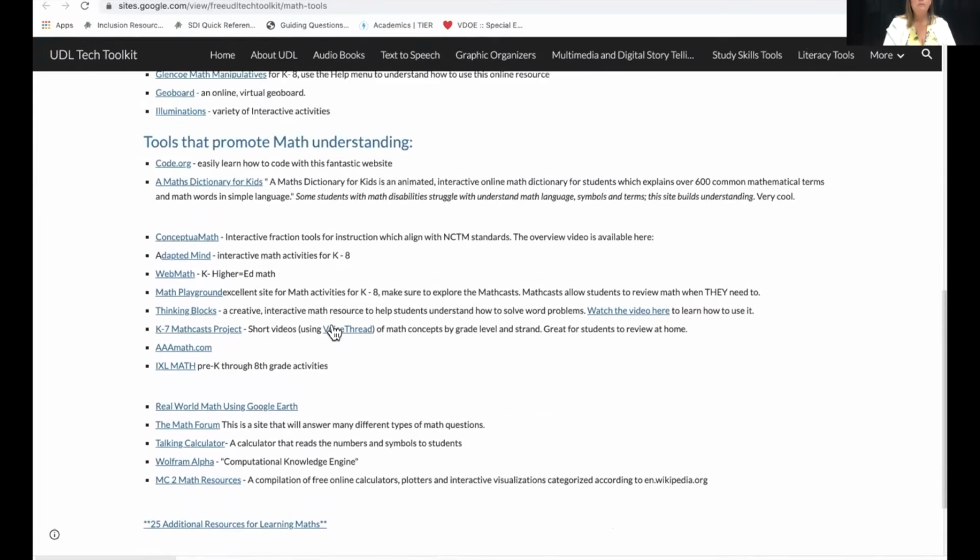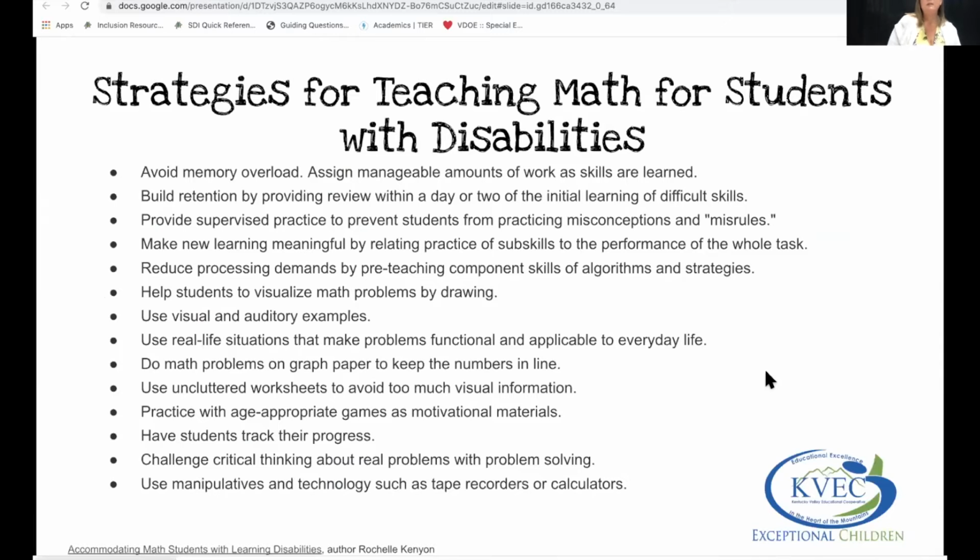Really great ones. Strategies for teaching students with disabilities. One, avoid the memory overload, right? Now, when I'm talking about memory overload, we have very short working memory. We can only hold so many pieces of data. Our kids are the same way, but it's even smaller. There's a reason why our telephone numbers are 7 digits, because that's about as much as we can hold. As I'm getting older, I can't hold that many.